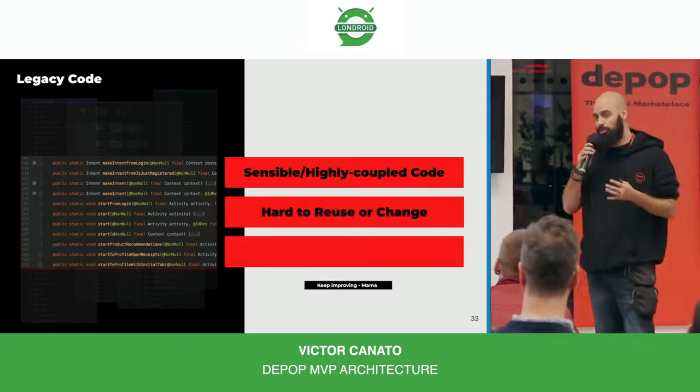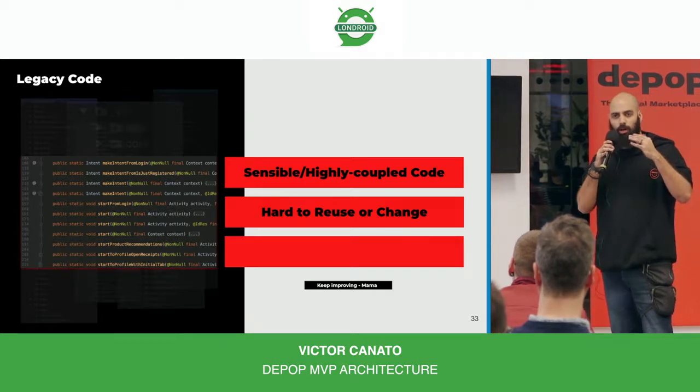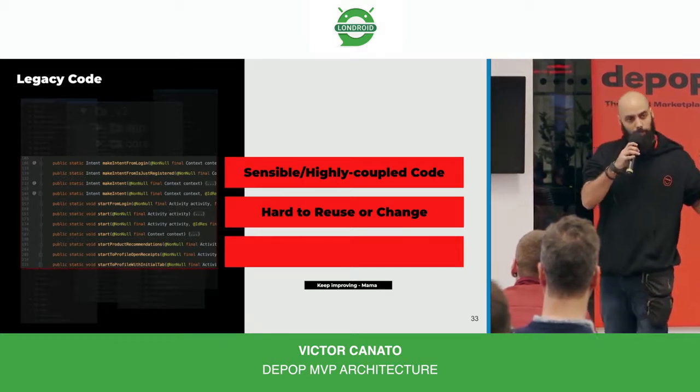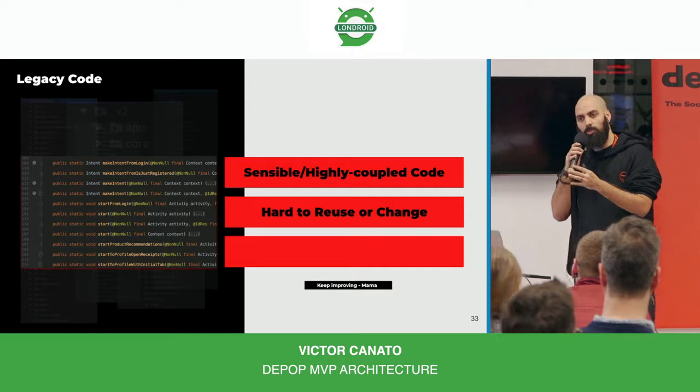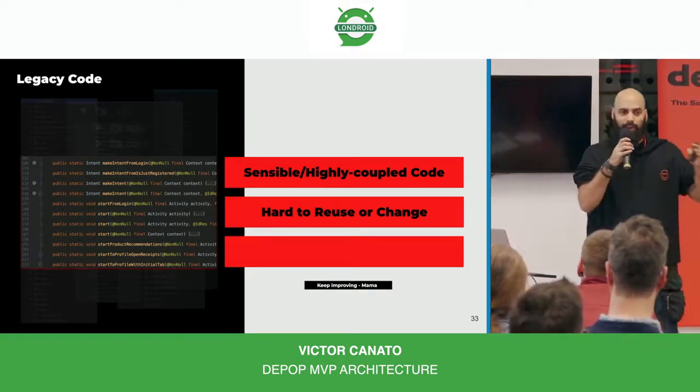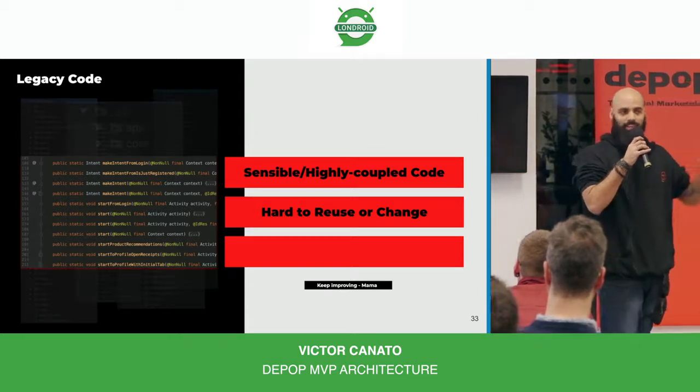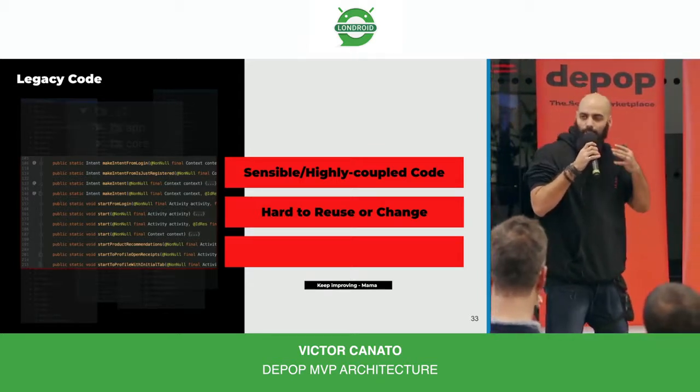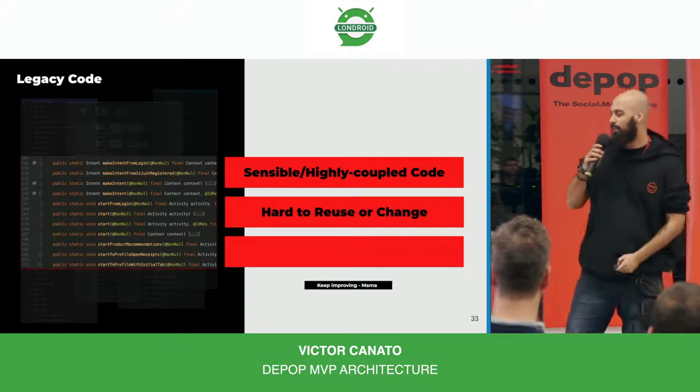It's hard to reuse. Since everything is so dependent on each other, you have a specific flow for some parts of the code, and they can only be used in that specific flow. So if you want to open that fragment that lives inside another fragment, inside an activity, you need to open the whole flow to get to it.